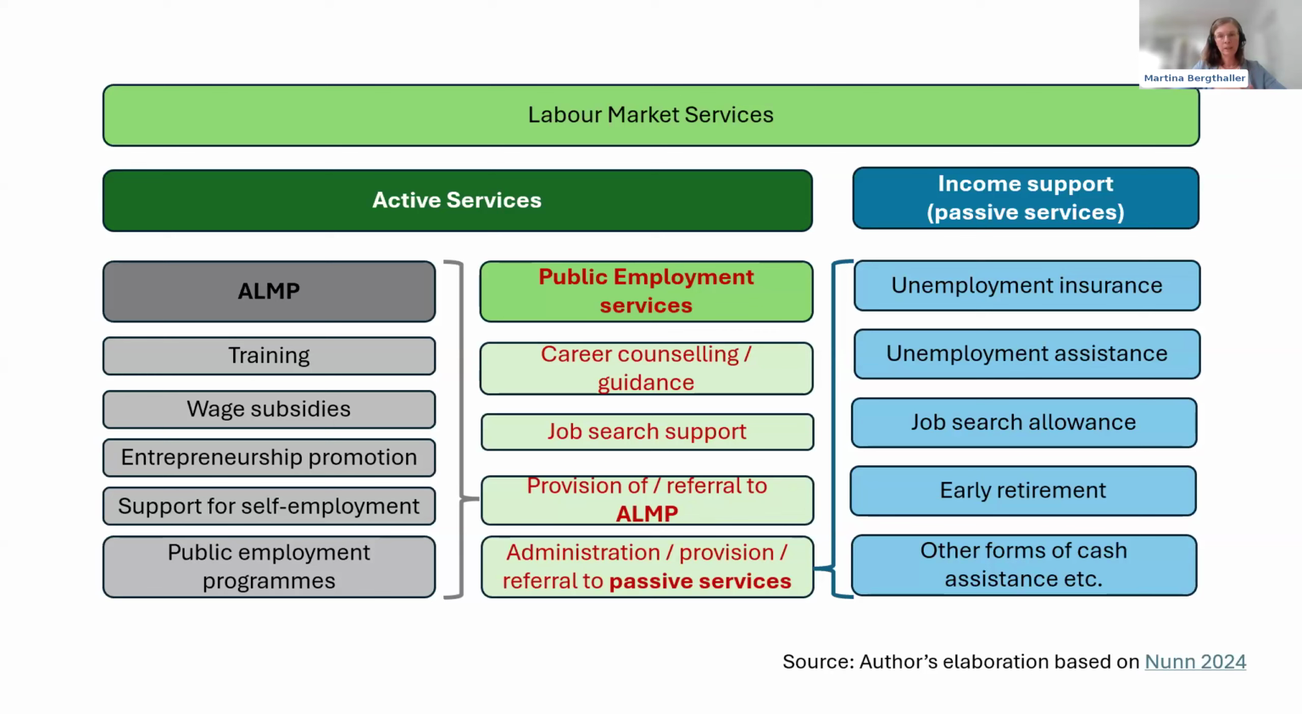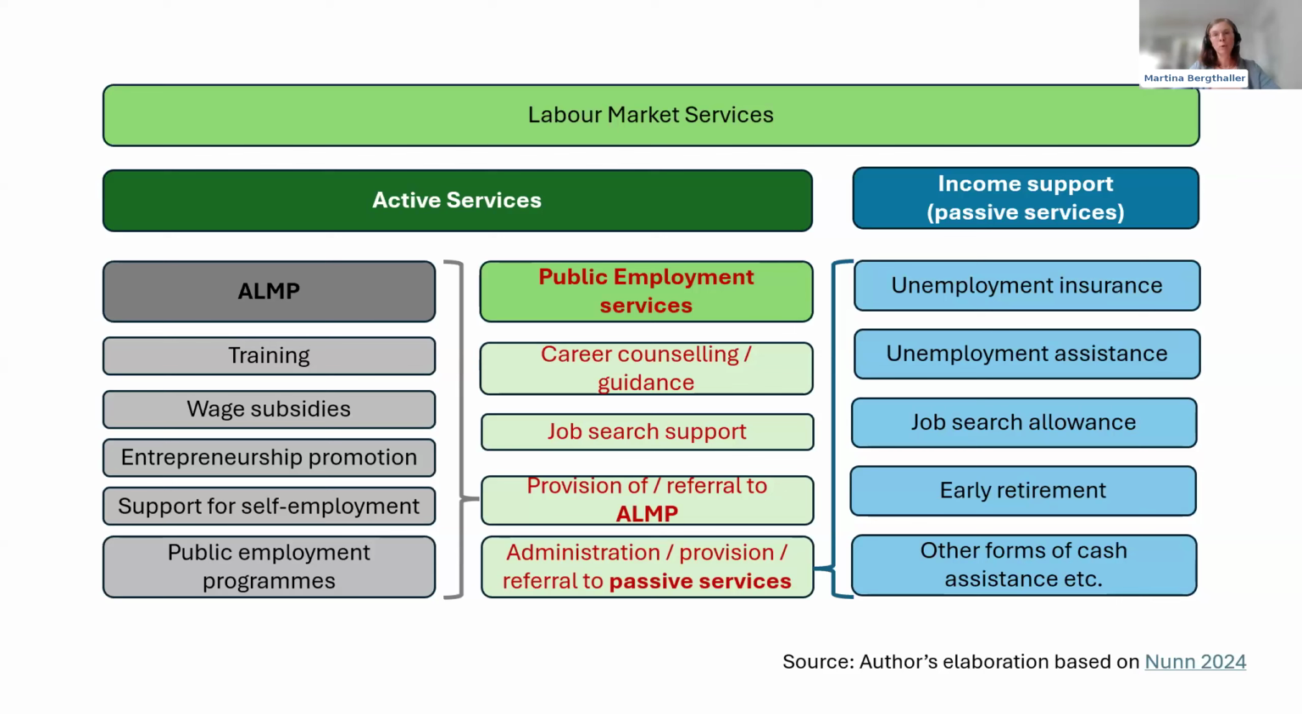In the middle, you also see one specific active labor market program that is provided in many, not in all countries, which is public employment services. Public employment services usually provide career counseling and guidance. They also provide job search support. And very importantly, they also provide and refer to other active labor market programs, which you see on the very left-hand side. And they also, in some cases, administer, provide, and refer to so-called passive services that are provided through social protection programs, which you see on the very right-hand side of this slide.